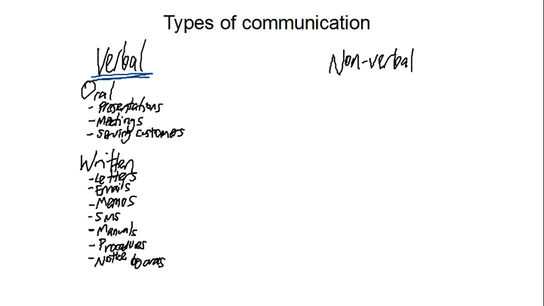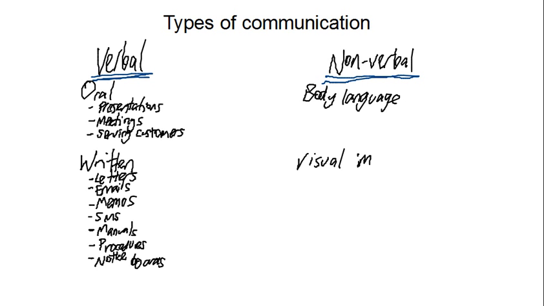Now within non-verbal communication, it's split into two main types. You've got, first of all, body language, so how you use your body when you're communicating. And secondly, there's visual imagery. So under body language, first of all, is gestures. So think about how you might wave to somebody to say hello. You might give a thumbs up to say A-OK, or to show you understand something.